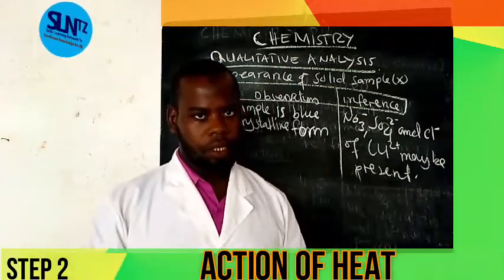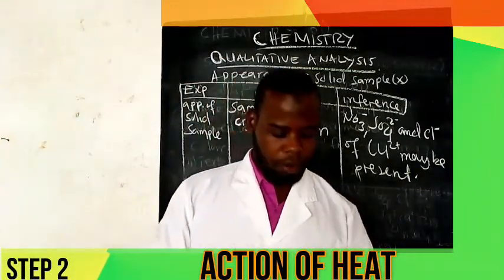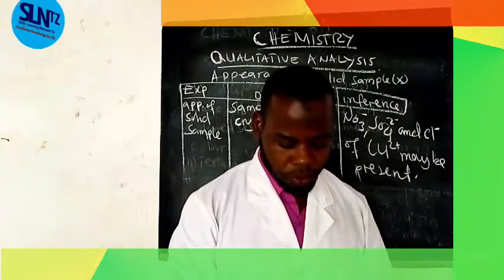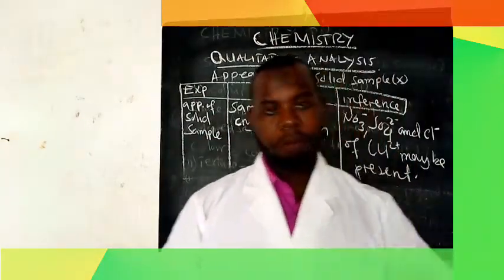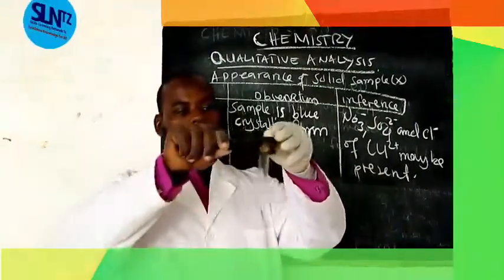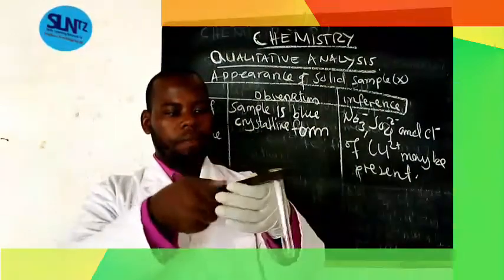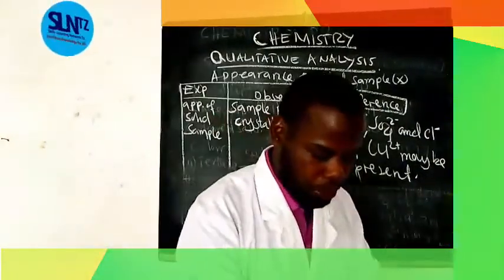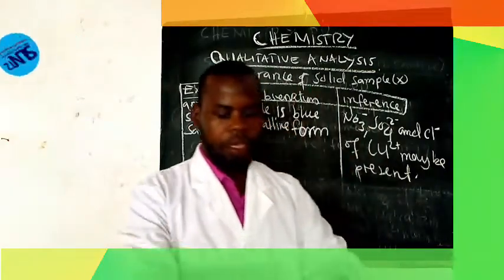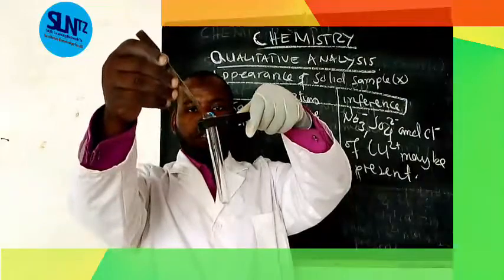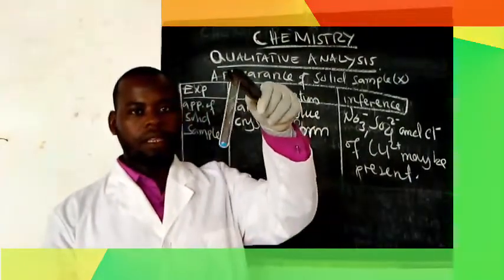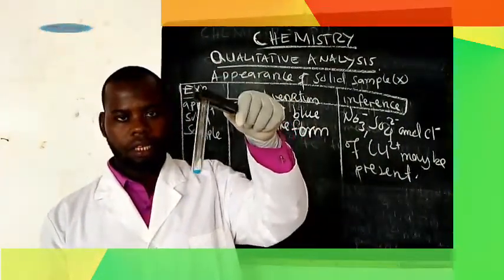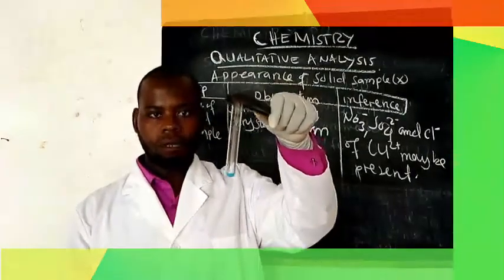the action of heat on this sample. What you need to perform that is to prepare your test tube and the test tube holder. You put a spatula of your sample into the test tube. Make sure your test tube is dry, and then we are going to see the action of heat on this solid sample.